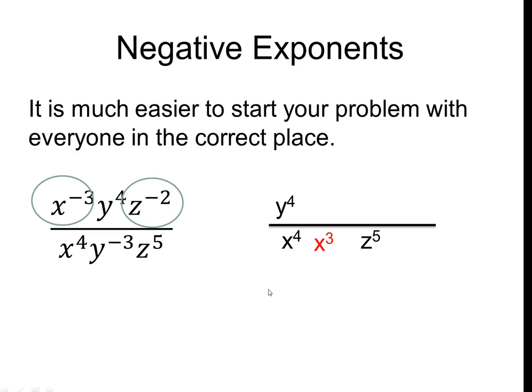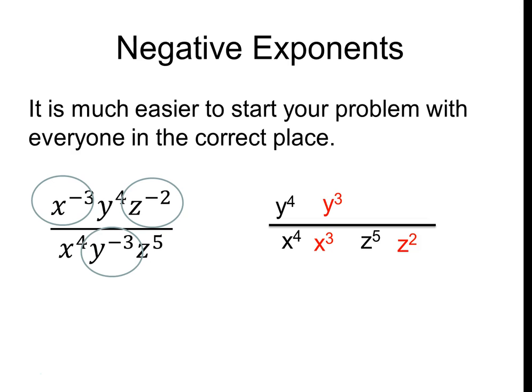What about this one, x to the negative 2? He's in the wrong place, so I need to put him in the denominator. And I got one more negative. I got y to the negative 3rd. Well, he's in the wrong place, but he's going to go up because he's down, and now he's going to go up to the numerator.